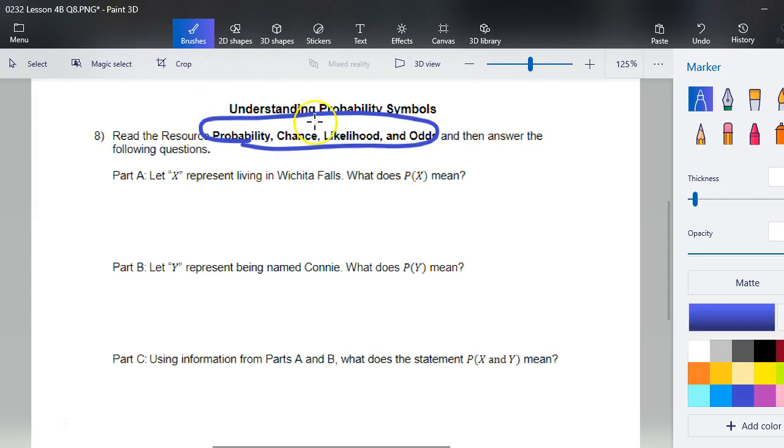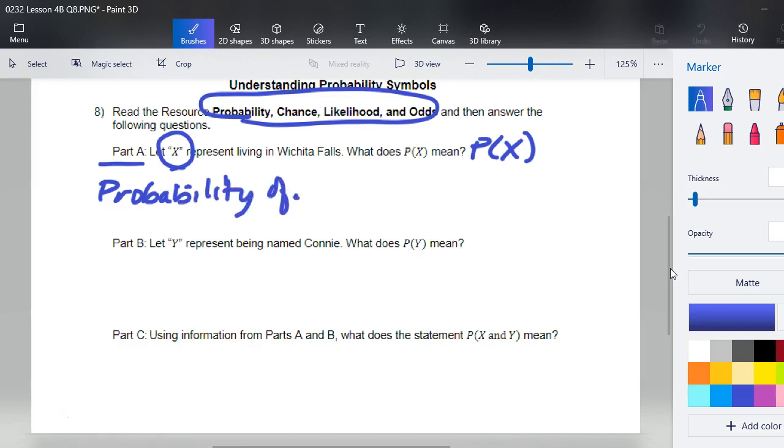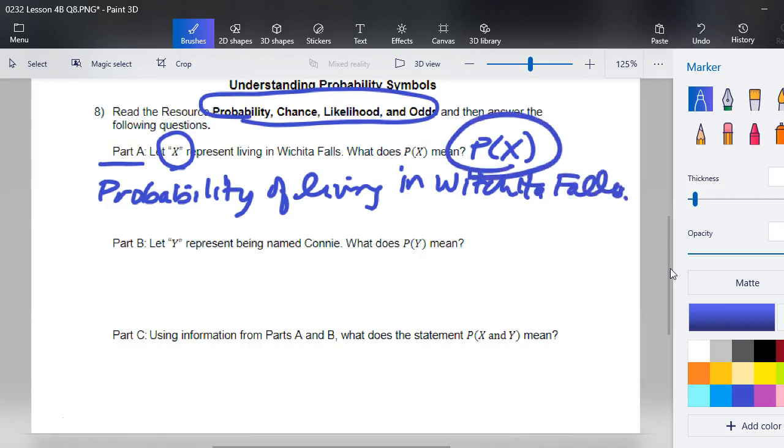So question 8 is talking about probability, and then it's walking us through in part A, let's let X represent living in Wichita Falls. P of X, what is that going to mean? It means it's the probability of living in Wichita Falls. Okay, that's what that means. We're going to need to know how to write items as the probability of, and then describe what the of is that we're talking about. So playing around with it a little bit more.